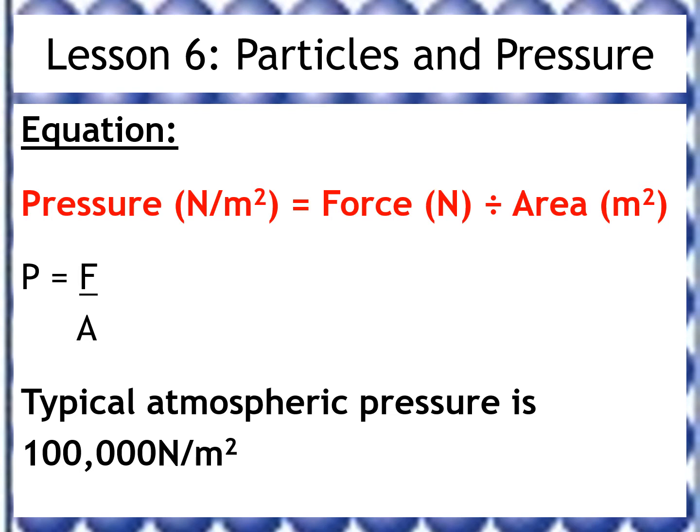Now, although I've not shown it in this slide, there are other units for pressure. We could measure in newtons per centimetre squared, for example, if we were measuring a much smaller area. And there are other units of pressure such as PSI, inches of mercury, and various other ones that have been used in industry over the years. However, the standard unit is the newton per metre squared.